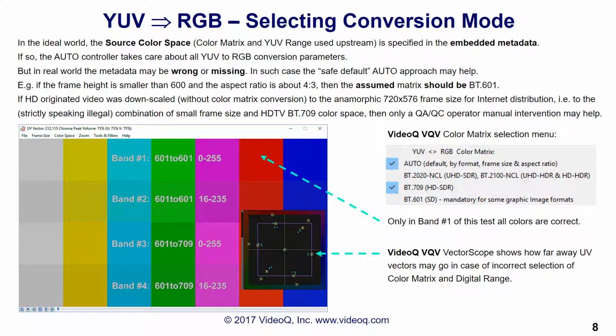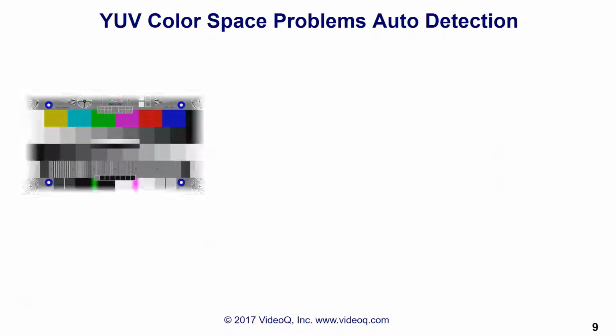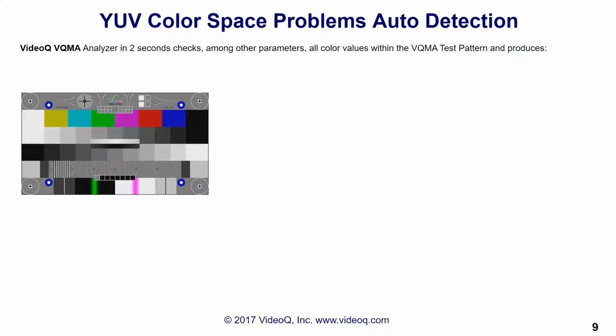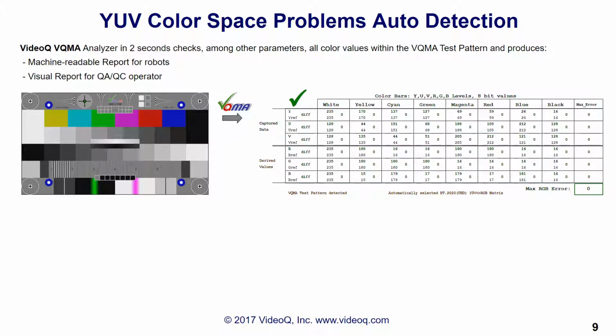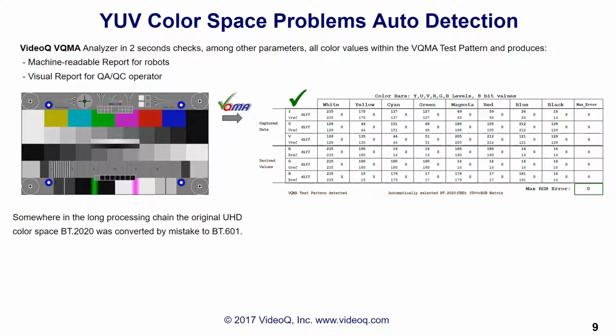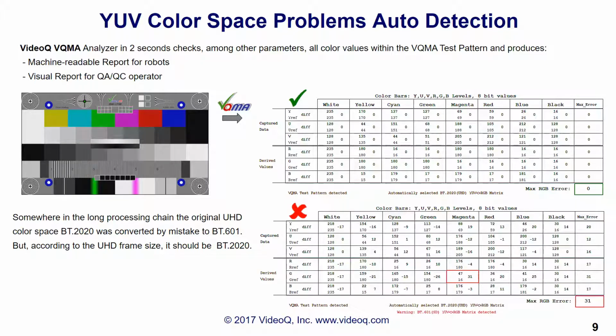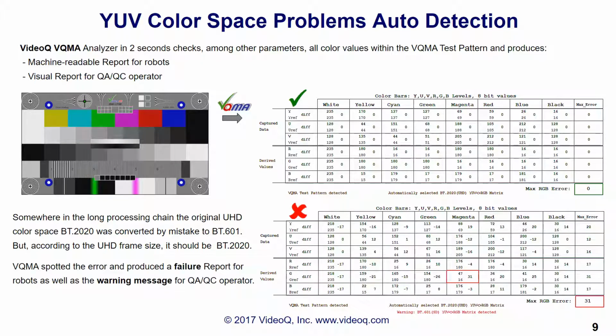All along video's complex processing chains, YUV color space problems happen more often than people think. But it's not easy to spot them only by visual inspection. That's why VideoQ developed the VQMA software analyzer as a critical auto detection tool for web delivery, quality assurance, and quality control teams.